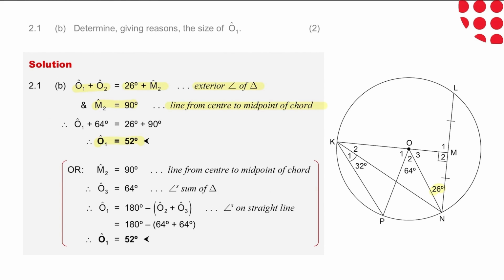If we use the second method, which doesn't use the exterior angle, it will require more steps, but it's a safe method. So we can start with angle M2 being 90, line from center to midpoint chord. We can explain that O3 is 64 because we have the angle sum of the triangle. Angle O1 is going to equal 52 degrees because the angles on a straight line add up to 180 degrees.